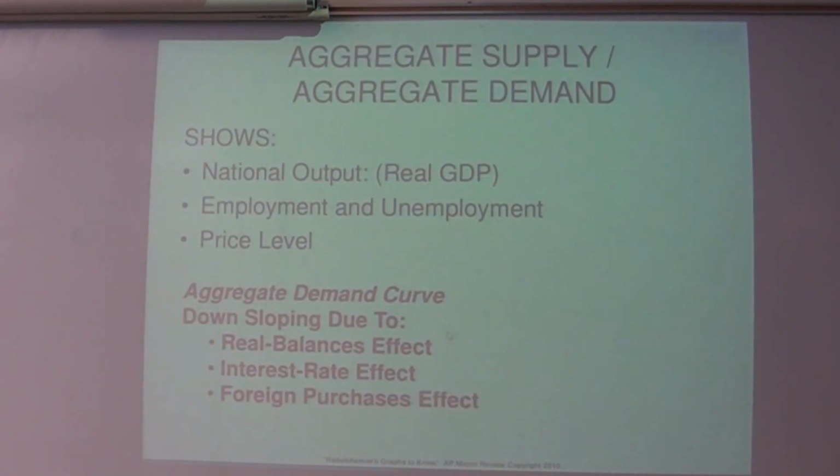Right. What does aggregate demand, aggregate supply show? You can pause this if you need to. It shows real GDP. The way it shows employment, unemployment is based upon whether we are operating at full employment or not, and price level. Aggregate demand curve is downward sloping. Essentially what you need to remember about this is average price level falls, people will purchase more of it.